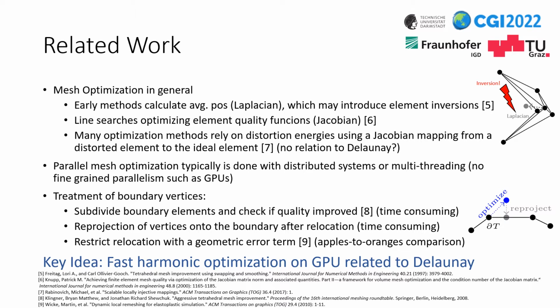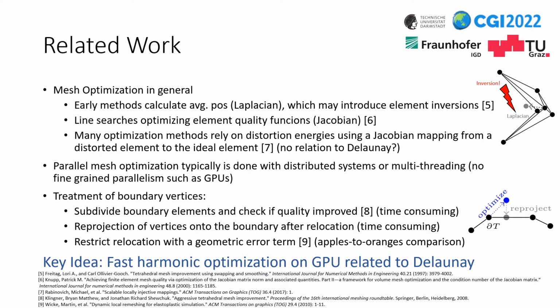Since mesh optimization can be time costly, many approaches have been devised to parallelize mesh optimization. These typically use multi-threading or distributed systems, while fine-grained parallelism, such as GPUs, has not been that much explored. Also, the treatment of boundary vertices is an open issue. Many approaches just subdivide boundary elements and check if quality has improved. This involves backtracking and is time consuming.